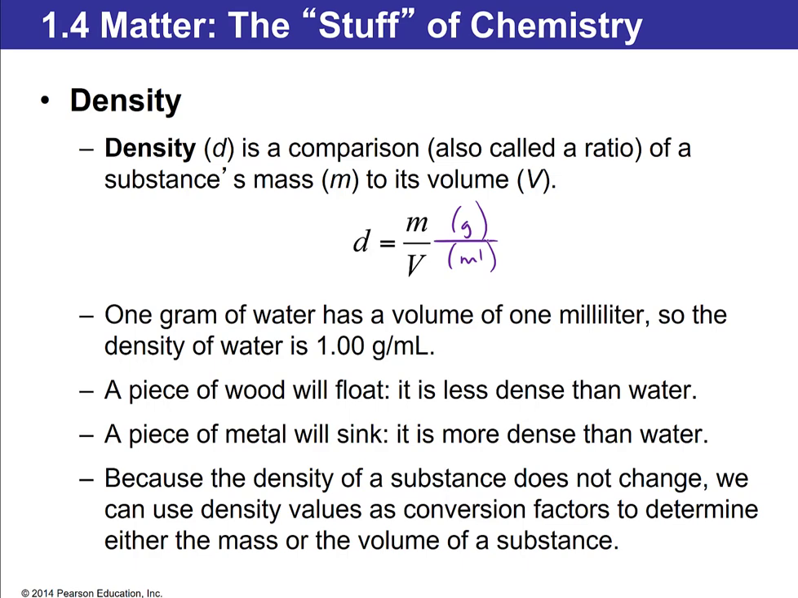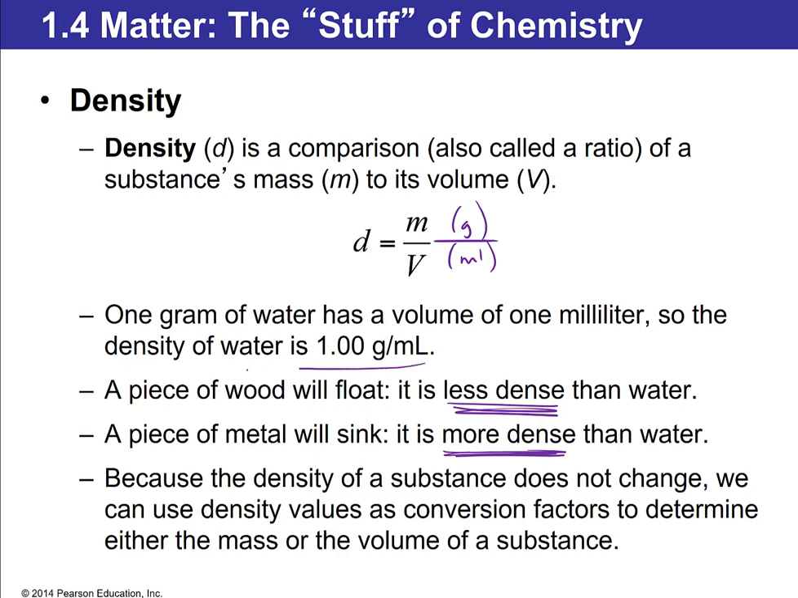So if a substance does not dissolve in water, if it forms a heterogeneous mixture and it is less dense, meaning it has less mass compared to its volume, then it will float on top of the water, like a piece of wood. If the substance has more mass compared to its unit volume, then it will sink if it does not dissolve in the water. So they give wood and metals like pennies as examples.